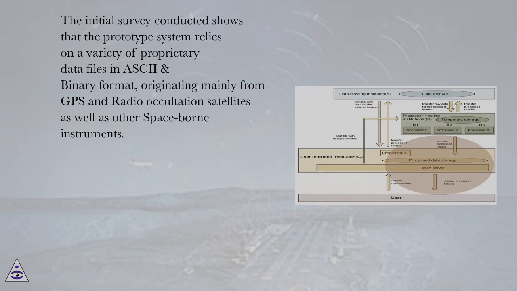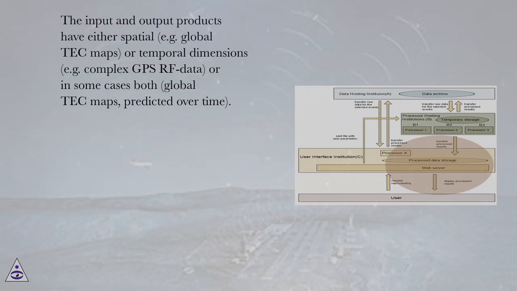The initial survey conducted shows that the prototype system relies on a variety of proprietary data files in ASCII and binary format, originating mainly from GPS and radio occultation satellites as well as other spaceborne instruments. The input and output products have either spatial, for example global TEC maps, or temporal dimensions, for example complex GPS RF data, or in some cases both, such as global TEC maps predicted over time.